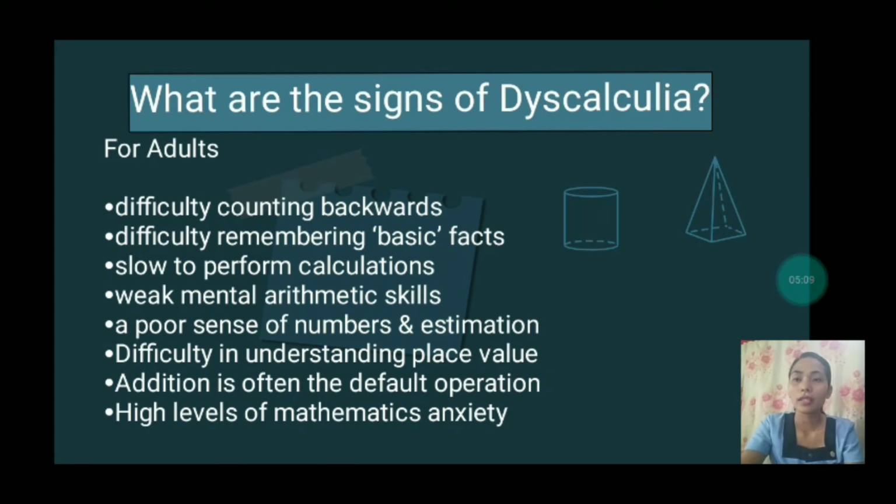And for adults, difficulty counting backwards, difficulty remembering basic facts, slow to perform calculations, weak mental arithmetic skills, a poor sense of numbers and estimation, difficulty in understanding place value, addition as often the default operation, and high levels of mathematics anxiety.